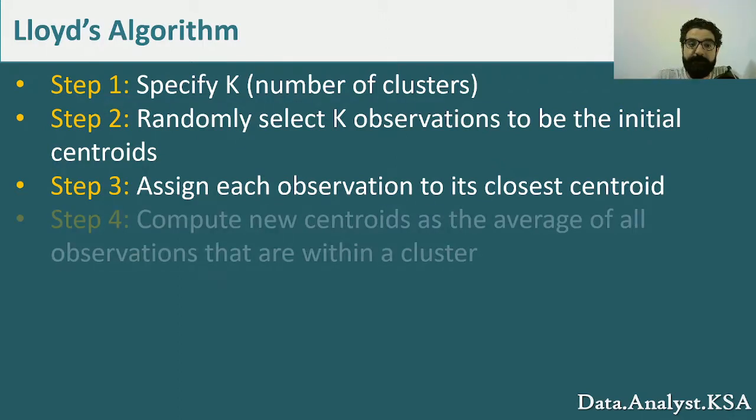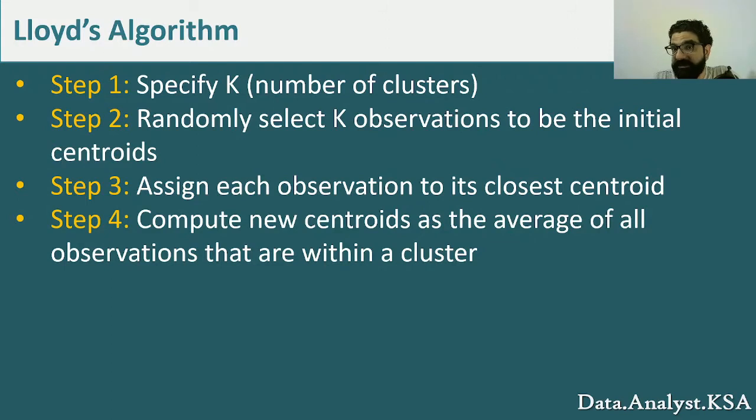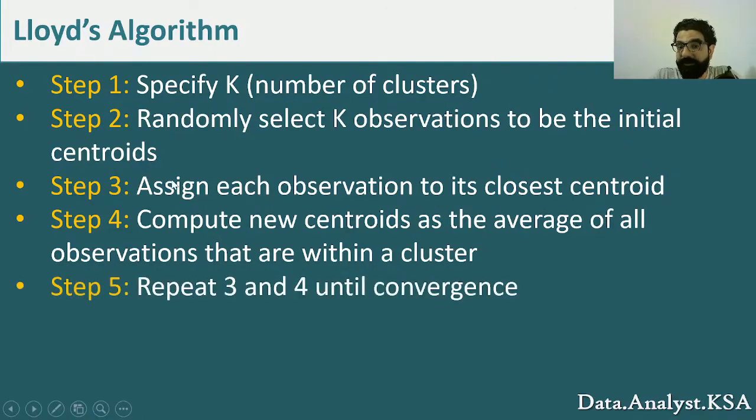Then after my assignment is done for the 1000 data points, I'm going to compute my new centroids by averaging the points that are within each cluster. So I ended up with 3 clusters. I'm going to go to the first cluster, look at probably 300, 400 points, take their average and say this is my new centroid. Do the same for the second cluster. Do the same for the third cluster. Then I'm going to repeat step 3, assigning the observations again to their clusters, and repeat step 4, computing the new centroids. Then I'm going to do 3 again, do 4 again, until convergence.